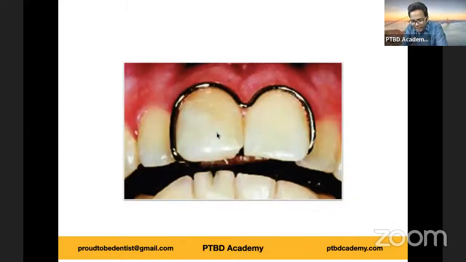So try identifying this particular illustration. Again, you can see clearly the stainless steel wire along the gingival margins, and it is passing between the central and lateral on both sides. So which clasp design are we talking about?